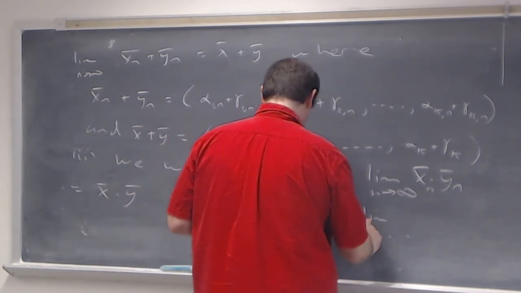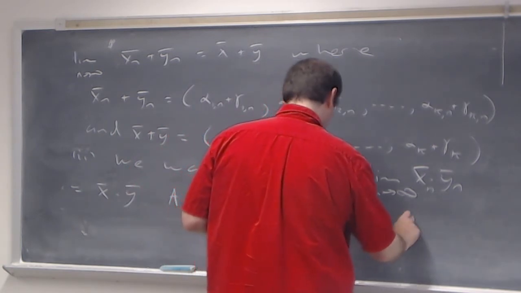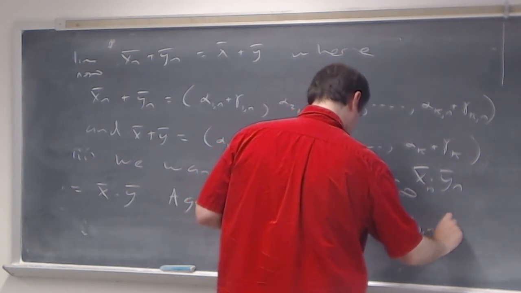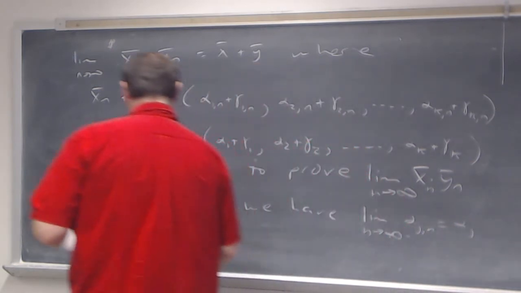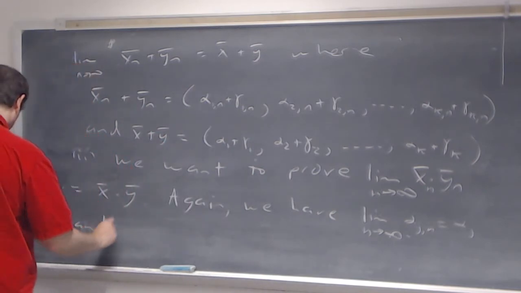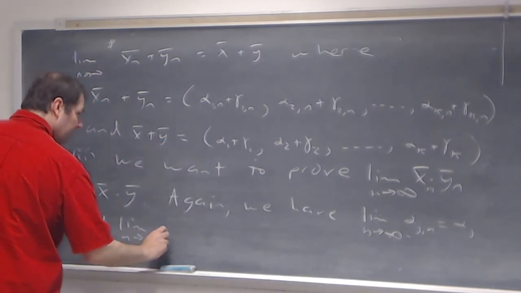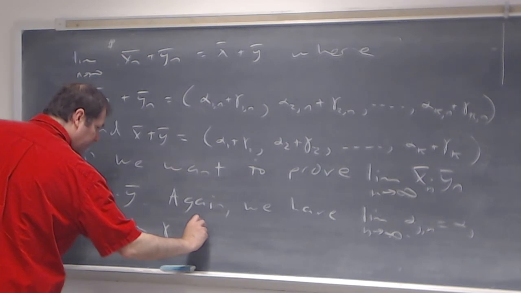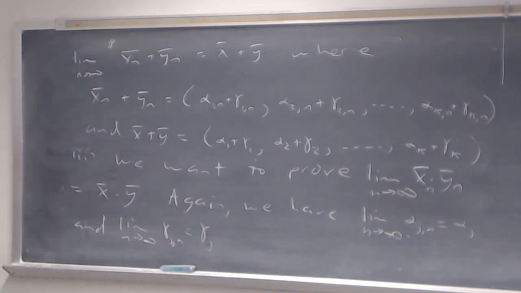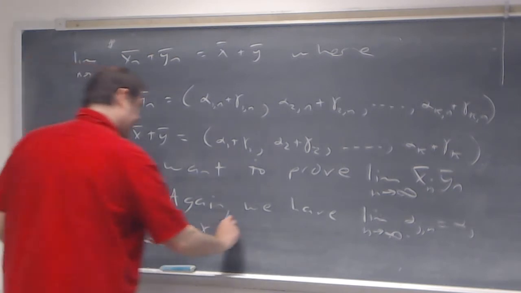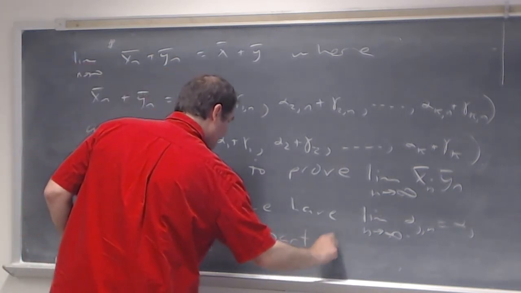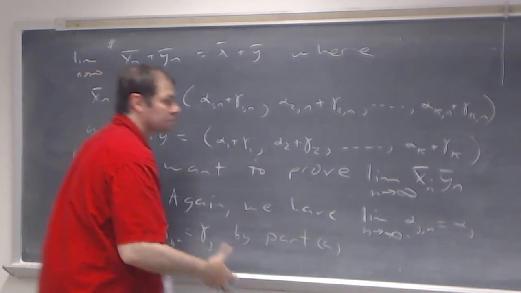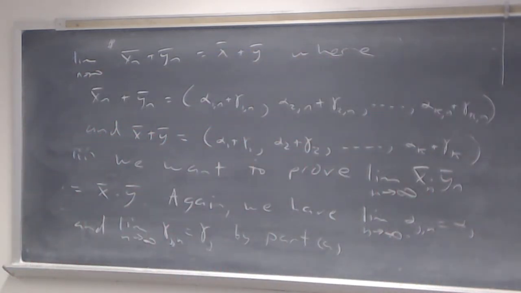that the limit as n goes to infinity of alpha sub j comma n will converge to alpha sub j, and the limit as n goes to infinity of gamma sub j comma n will equal gamma sub j. This is by part A. Both of those conclusions follow from part A and the fact that x sub n converges to x and y sub n converges to y.